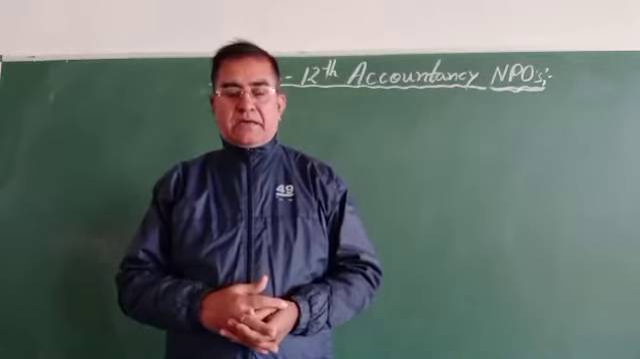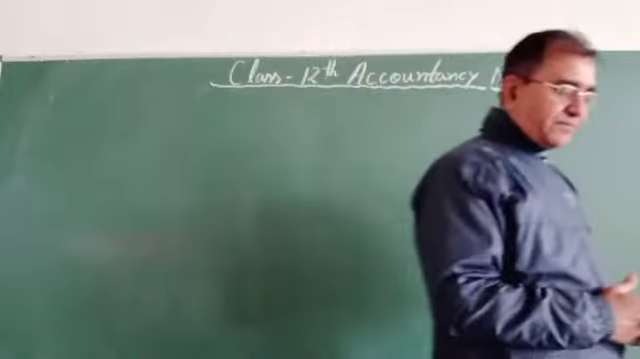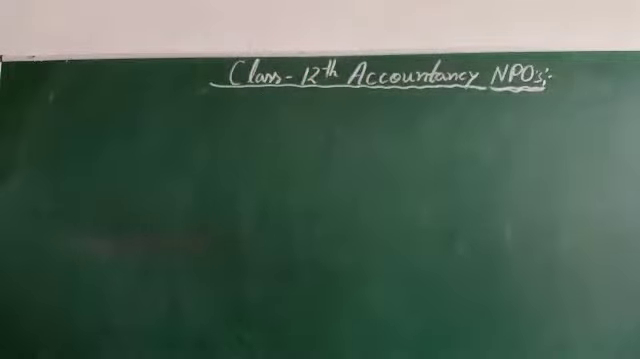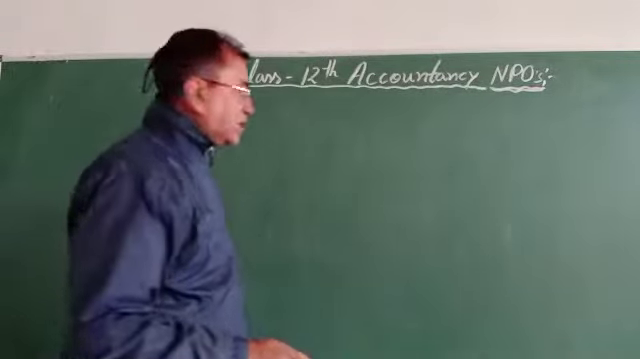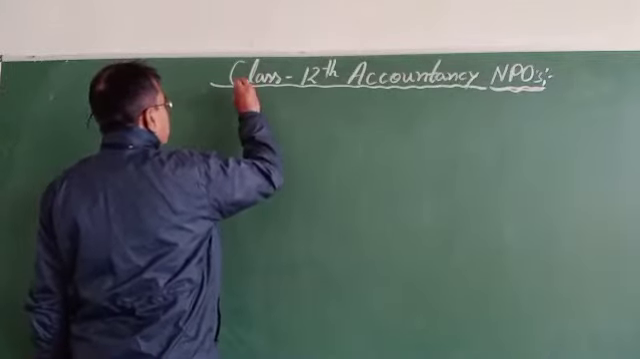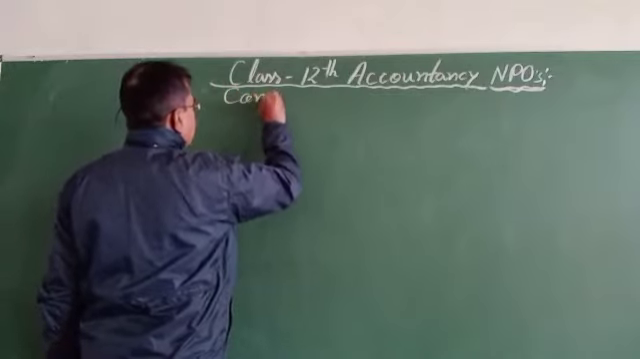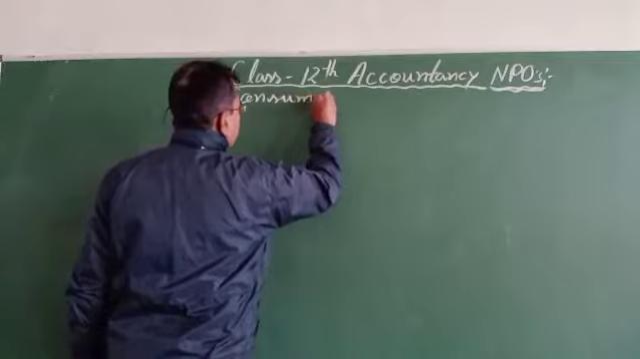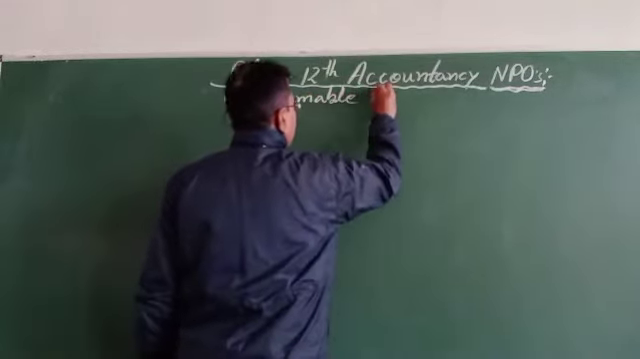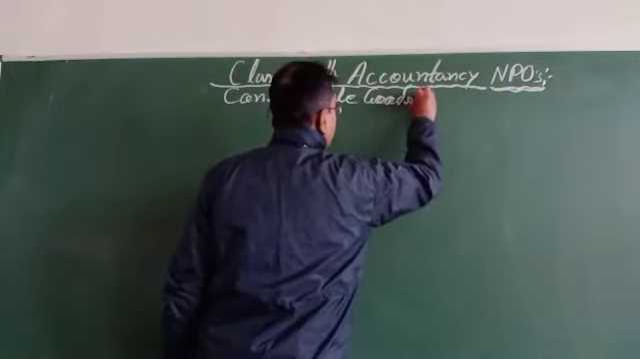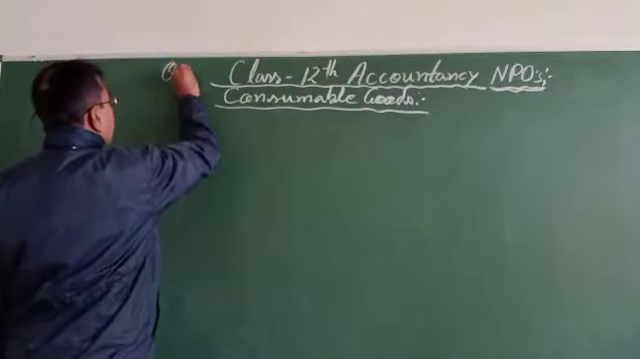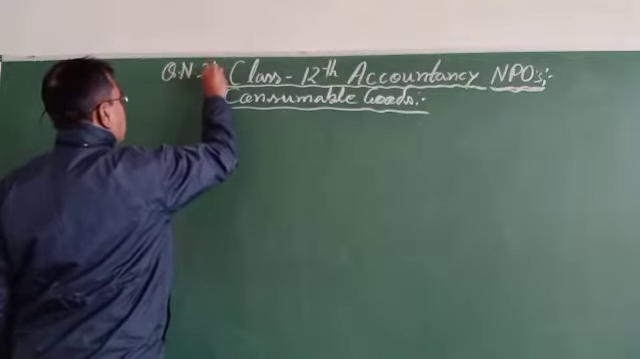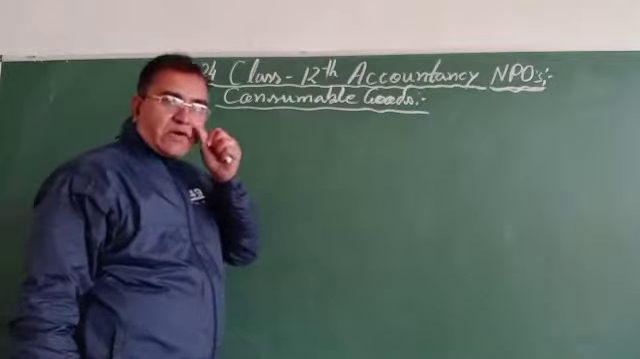Now, I would like to explain the calculation of material consumed, the calculation of consumable goods, through question number 24, which is given in your textbook.